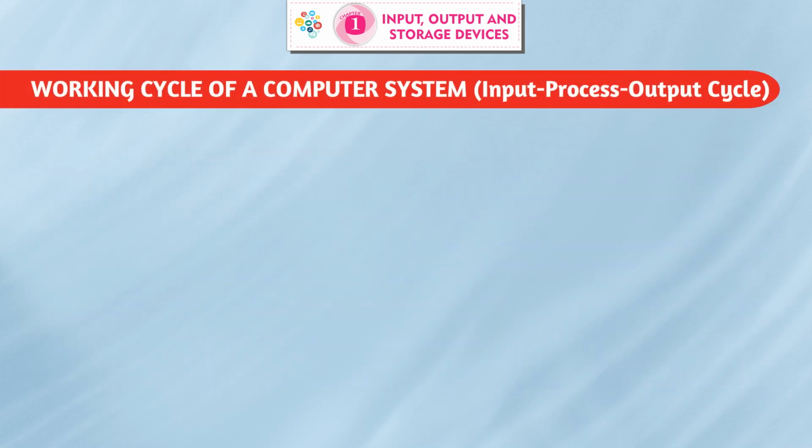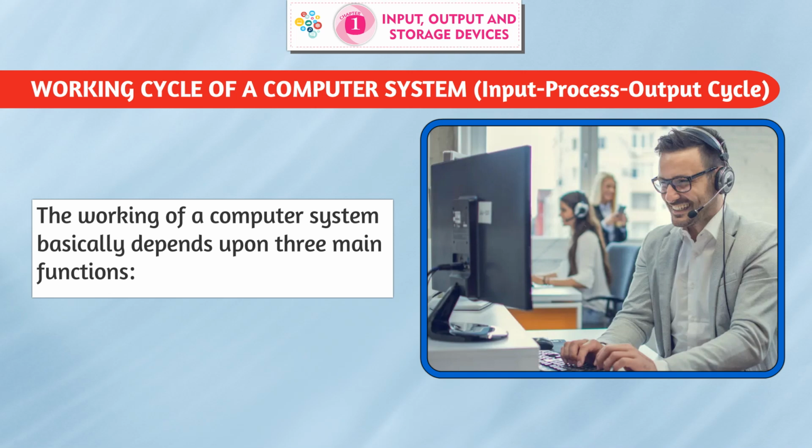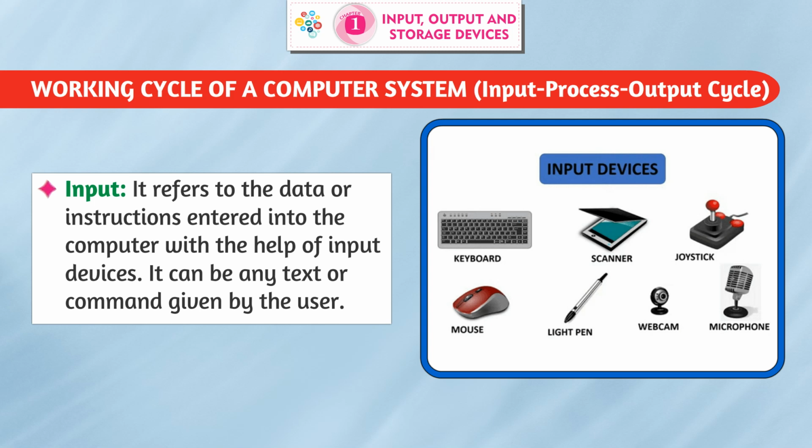Working cycle of a computer system: input, process, output cycle. The working of a computer system basically depends upon three main functions. Input. It refers to the data or instructions entered into the computer with the help of input devices. It can be any text or command given by the user.